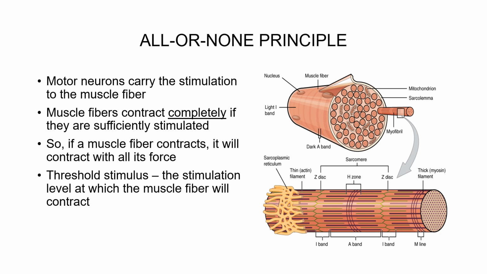And what it is, basically, is all or nothing. So if a motor neuron, if a nerve cell, stimulates the muscle cell or the muscle fiber, that fiber will contract 100%. Pedal to the metal, it is going. The Z discs will move closer together, that sarcomere will shorten, and the entire cell. It's going to happen.